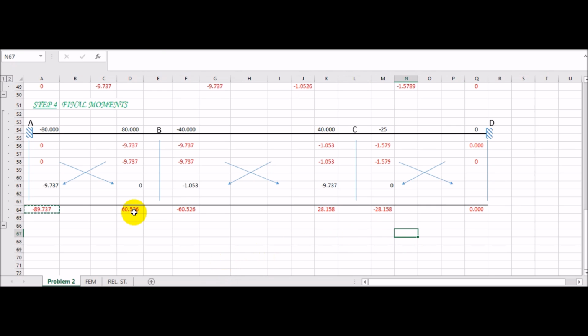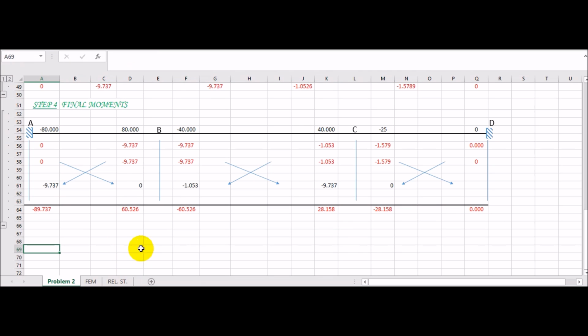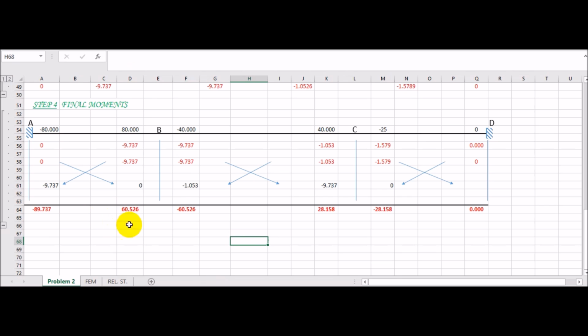Okay, so these are my final moments. You can highlight them if you want. These are my final moments. And as you can see here, this is 60.526, this is minus 60.526, so they have to be equal in magnitude but opposite in nature. Again here, equal in magnitude, opposite in nature, and here it is 0 since we had balanced it earlier.